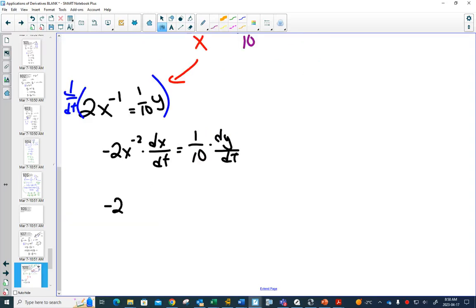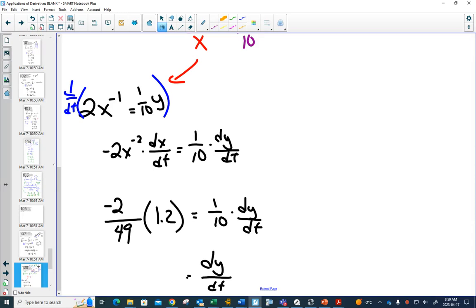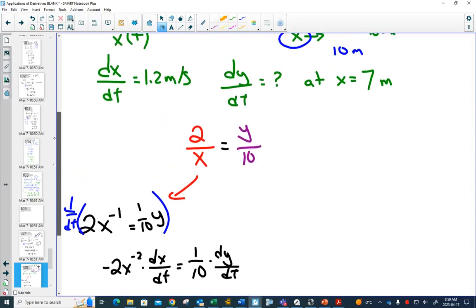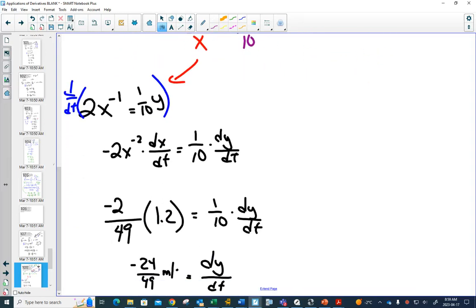And then you could plug in what you know. The x squared would go to the bottom. We're finding that when x is 7, so x squared would be 49, times 1.2, over our units. Multiply both sides by 10 and simplify it. You'll get -24 over 49 meters per second.